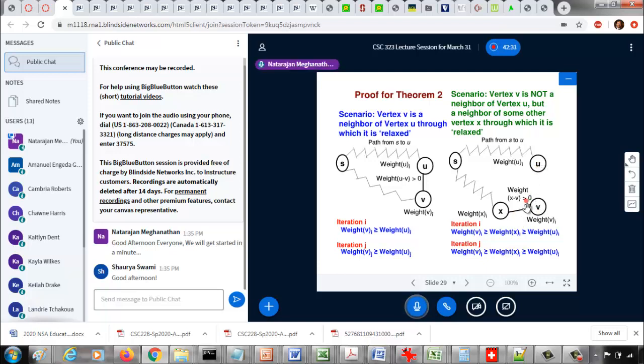So that's how you prove it. If v is not a neighbor of u, its weight at the time of its optimization is still going to be greater than or equal to the weight of u.